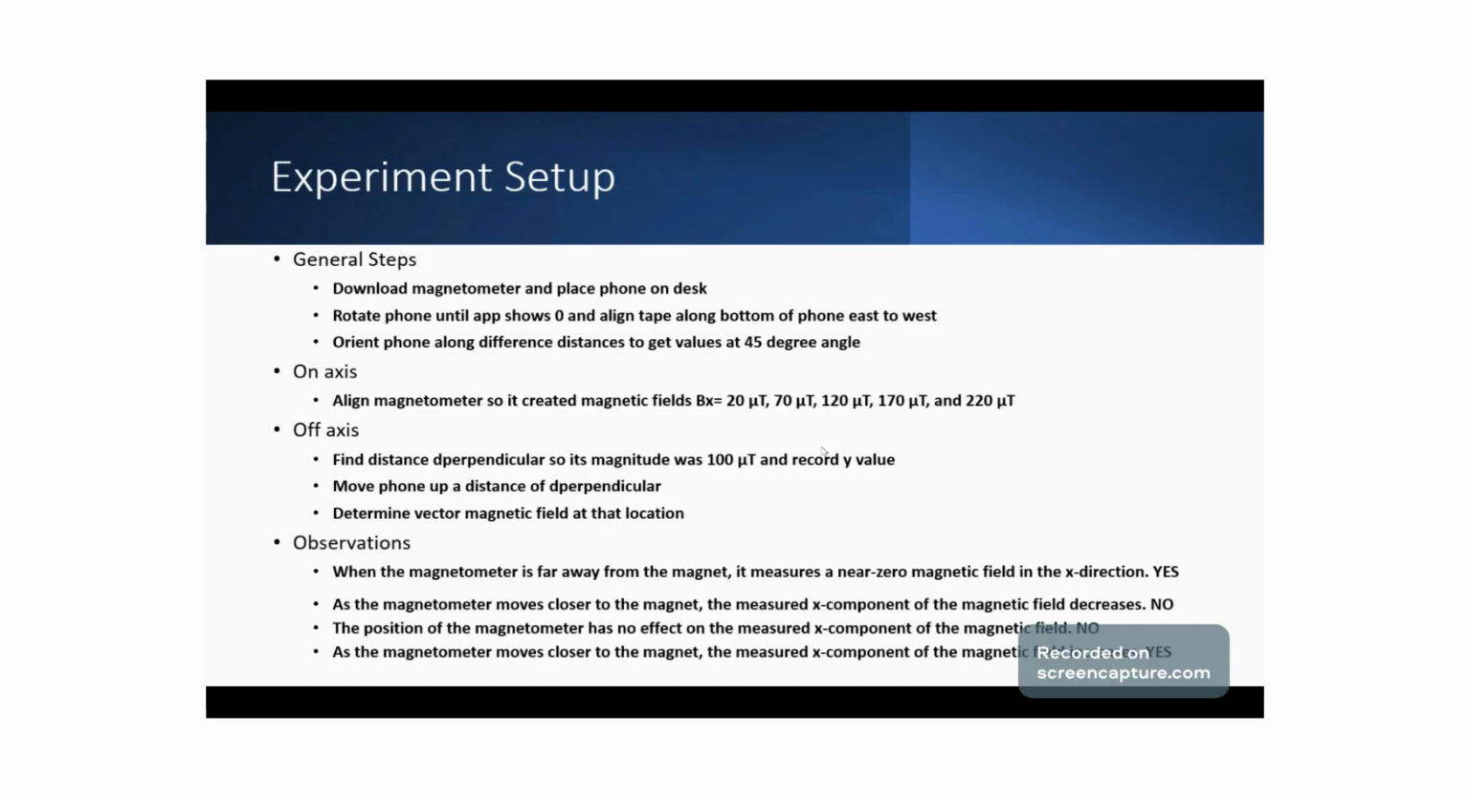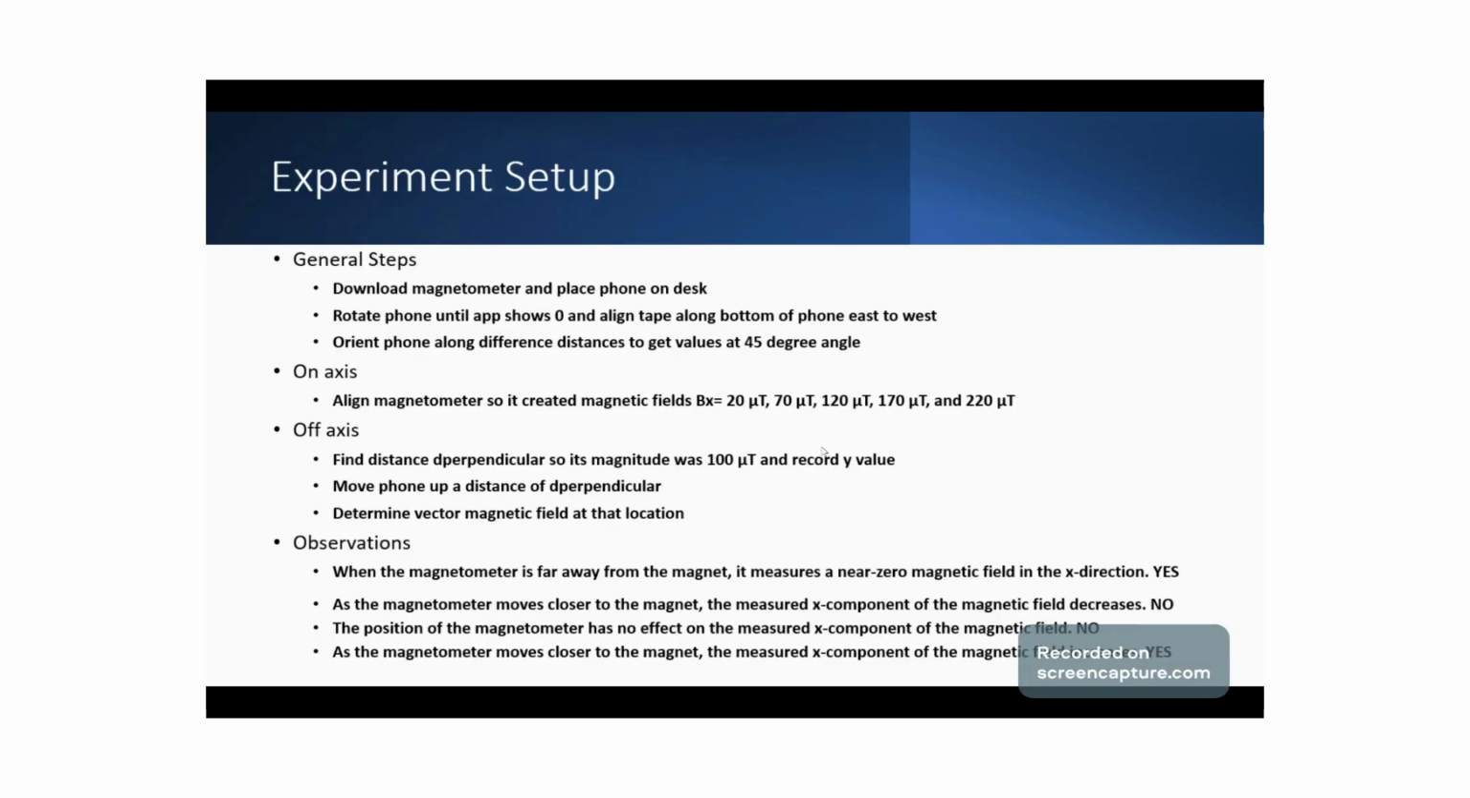For the on-axis data, the magnetometer needed to measure a magnetic field of Bx equals 20 microtesla, 70 microtesla, 120 microtesla, 170 microtesla, and 220 microtesla. For measuring off-axis, I found a distance, d perpendicular, which had a magnitude of 100 microtesla, then recorded the y value of this distance, and then moved my phone up a distance of d perpendicular. I then determined the vector magnetic field at that location.